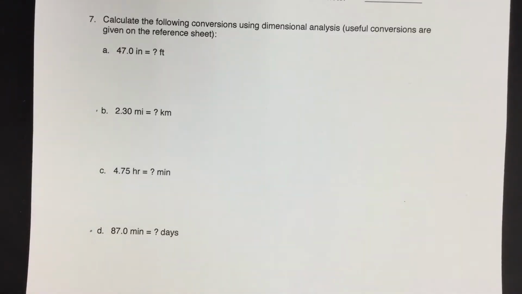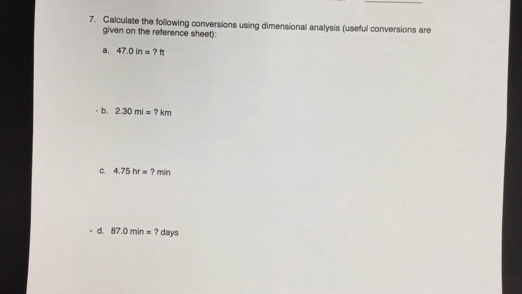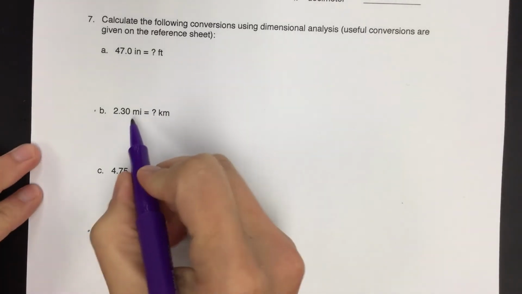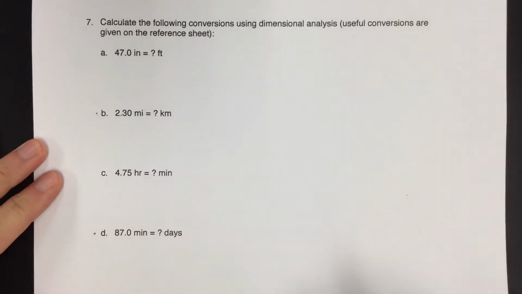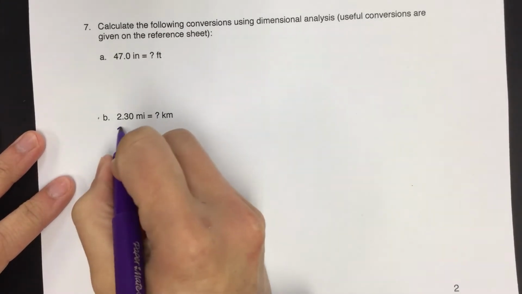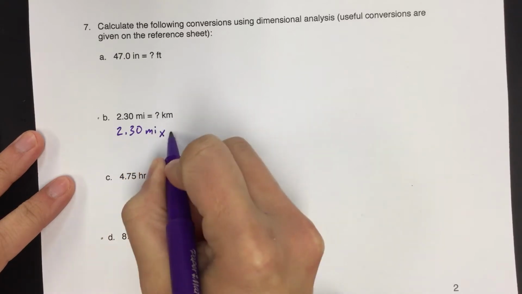Okay, so the problem is asking us to convert from miles to kilometers. So we want our answer to be in kilometers, and the number that they give us is 2.30 miles. So it would be a good idea to start with that number, because we know that miles is really close to kilometers. We just need to convert it. They're both measures of length. So we'll start with that 2.30 miles.